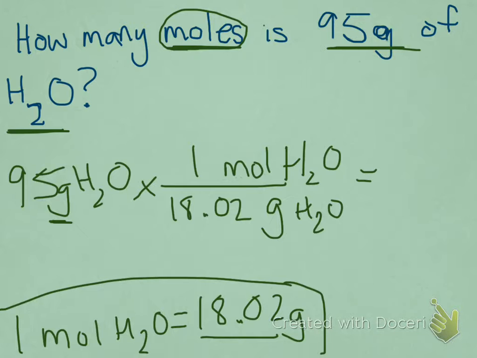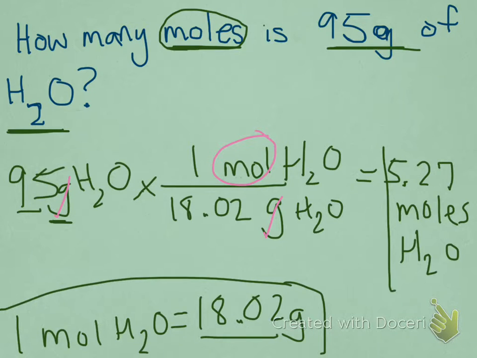So plug this into your calculator. It's going to be 95 times 1, which would be 95, divided by 18.02, which gives us 5.27. You can round to the hundredths place. And where grams cancel out, we'll be left with moles. So our answer is going to have the units of moles of H2O. So if we have 95 grams of water, that's the same as saying we have 5.27 moles of water.